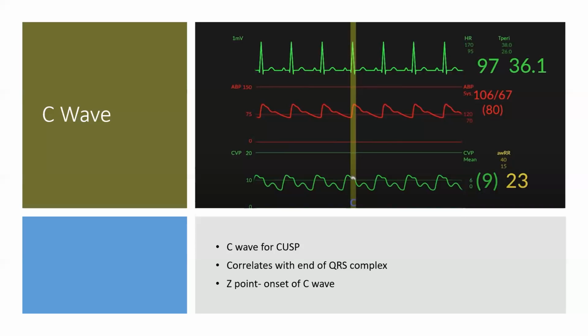Okay, so what is the importance of this particular waveform? What is the implication of the C wave? The C wave is the pressure that is going to be a reflection of the increase of pressure due to the bulging of the tricuspid valve into the atrium.